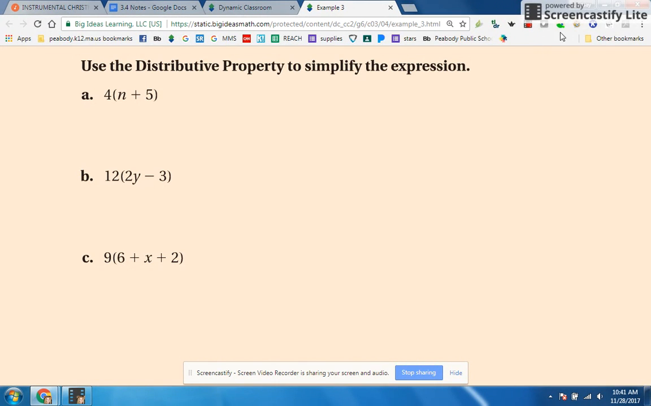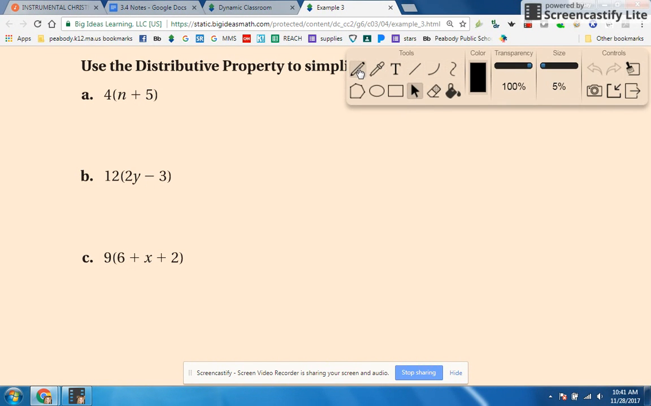Now we're going to try it with the algebraic expressions. Okay, so they're already set up for you, so this takes away one of the steps that you have to do. So you multiply the outside number by everything on the inside. So 4 times n is 4 times n. 4 times 5 is 20. There's a plus sign in the middle, so put a plus sign in the middle. Now this time you cannot add a constant with a coefficient, so that is your final answer.